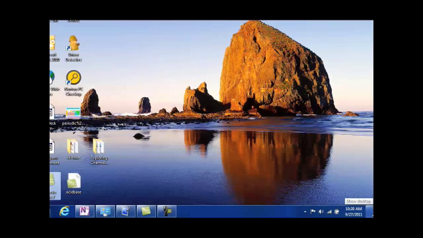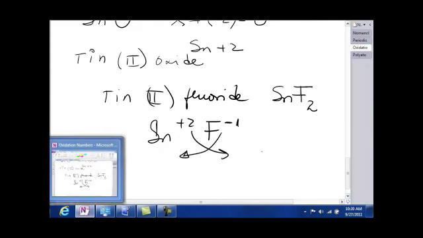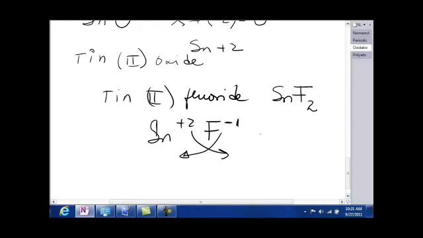So what am I saying? I am saying that my tin oxidation number +2 is combining with 2 fluorides. I am combining it with 2 fluorides.